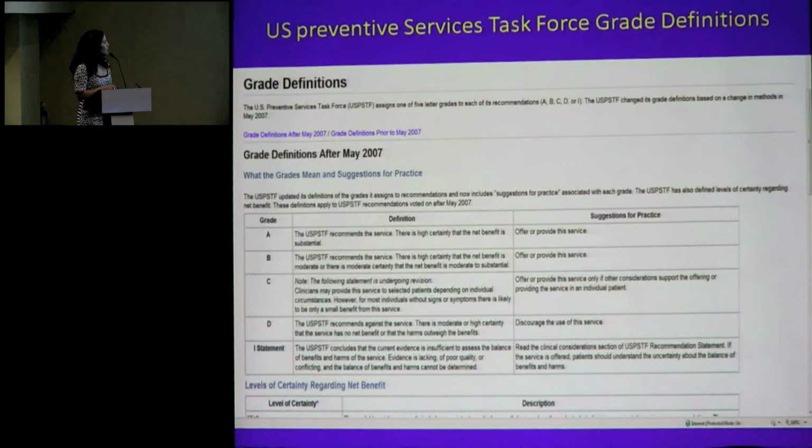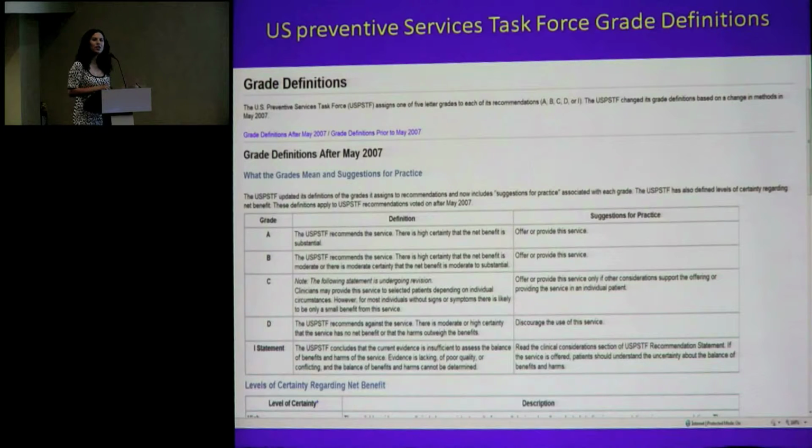When they do a grade C recommendation, basically they're saying that clinicians may provide this service to selected patients depending on individual circumstances. However, for most individuals without signs or symptoms, there is likely to be only a small benefit from this service. A grading D, the U.S. Preventive Services Task Force recommends against this service. There is moderate or high certainty that the service has no benefit, or that the harms outweigh the benefits. And when you see a letter I, basically they're saying that they conclude that the current evidence is insufficient to assess the balance of benefits and harms of the particular service.